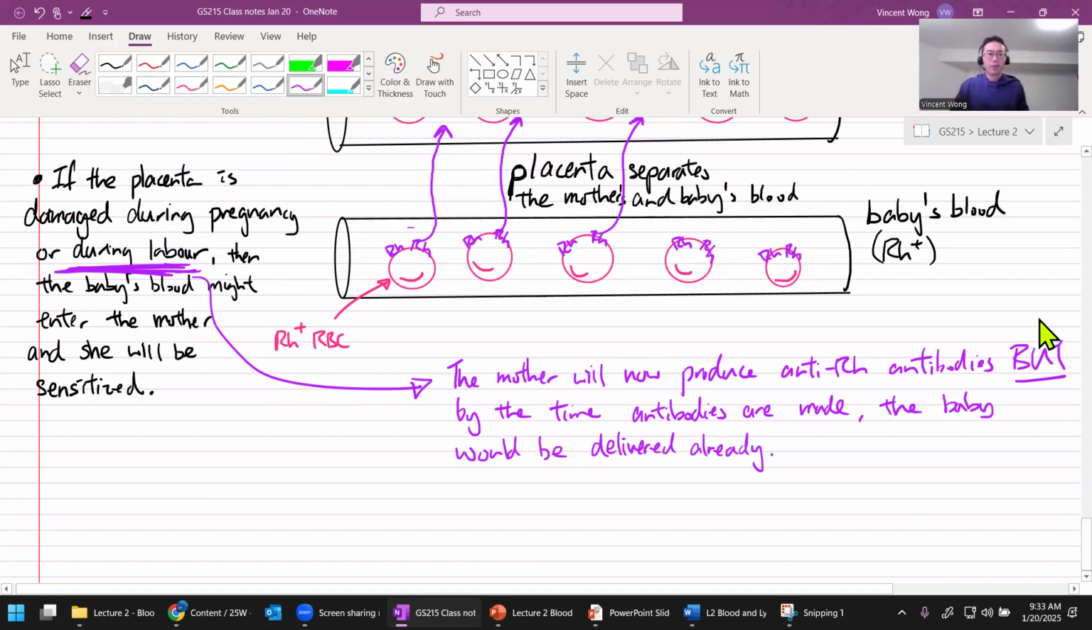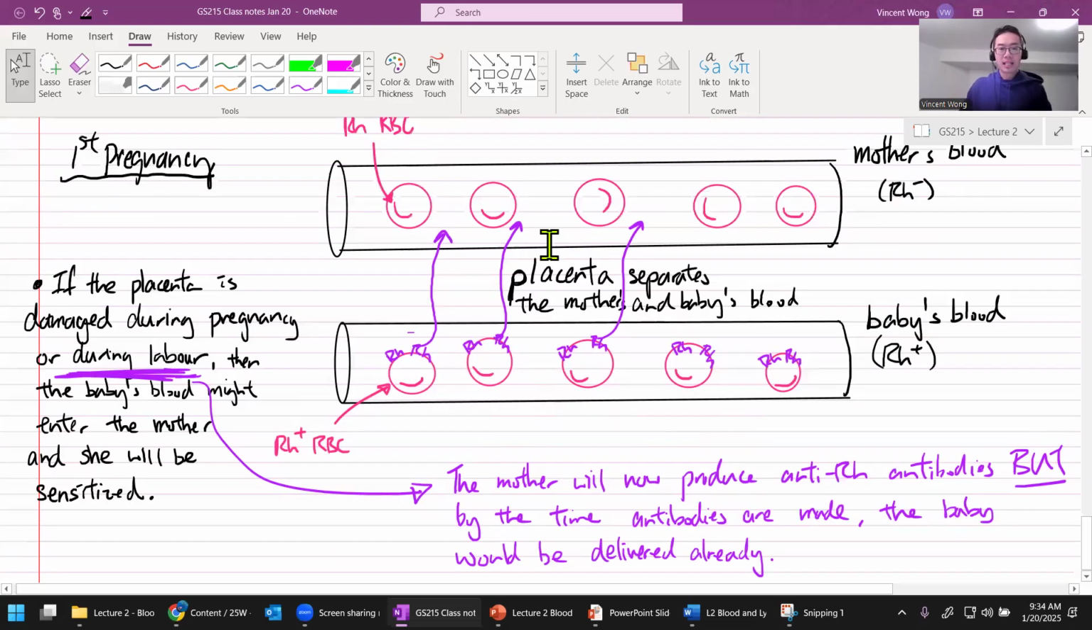Okay. You don't make antibodies right away. Right? It takes time. That's why if you're sick with the flu or something, it takes a couple of days before you start feeling better. That couple of days is basically how long it takes to make the antibodies. Right? You receive a vaccine, you're not protected immediately. You can still get sick while your body ramps up the antibody production, right? So it takes some time for the antibodies to be made, and that's the situation here, right? Even though the mother is sensitized, by the time she makes the antibody, baby's going to be delivered, and it's going to be fine. Okay.